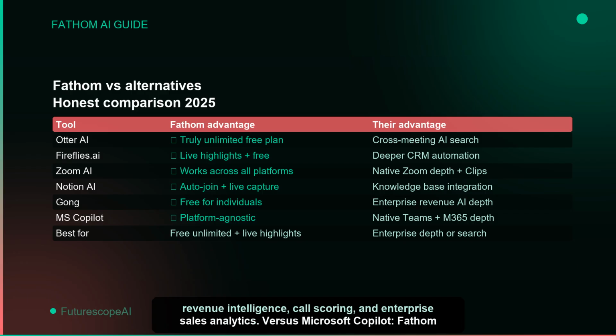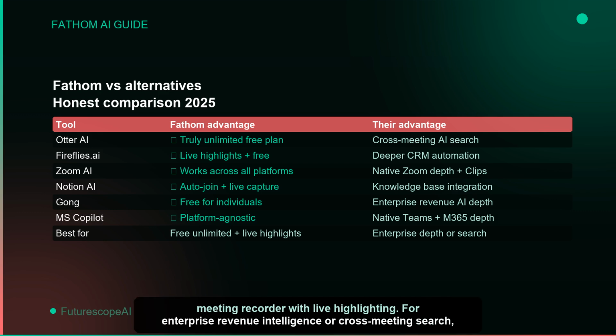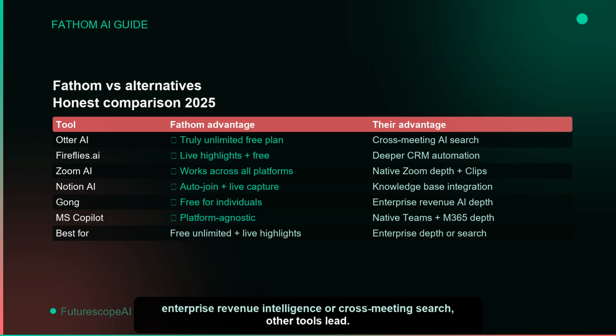Versus Microsoft Copilot, Fathom is platform agnostic. Copilot is more deeply embedded inside Microsoft Teams and the Microsoft 365 ecosystem. The honest summary: Fathom is the best choice for any individual or small team that wants a genuinely unlimited free meeting recorder with live highlighting. For enterprise revenue intelligence or cross-meeting search, other tools lead.